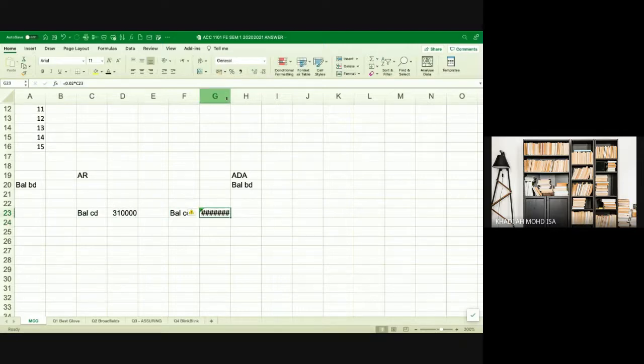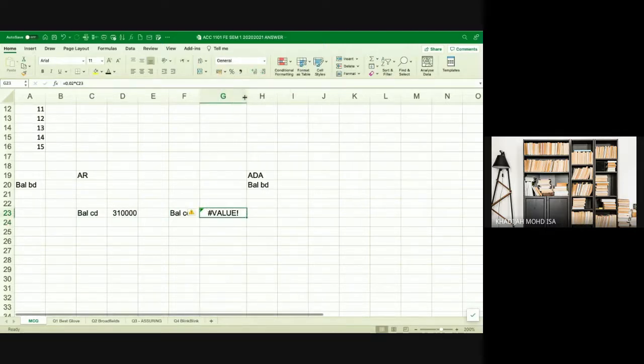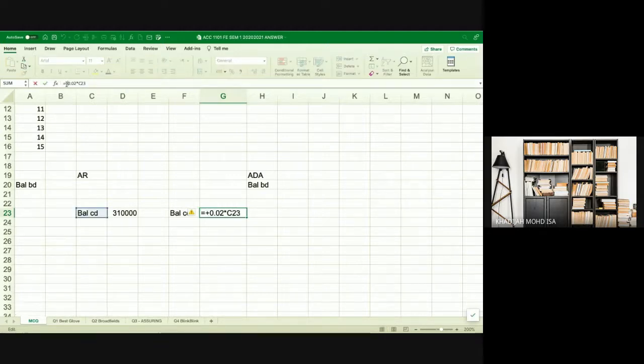So the closing balance for ADA is 0.02 times 310,000. Yeah, 6,200.